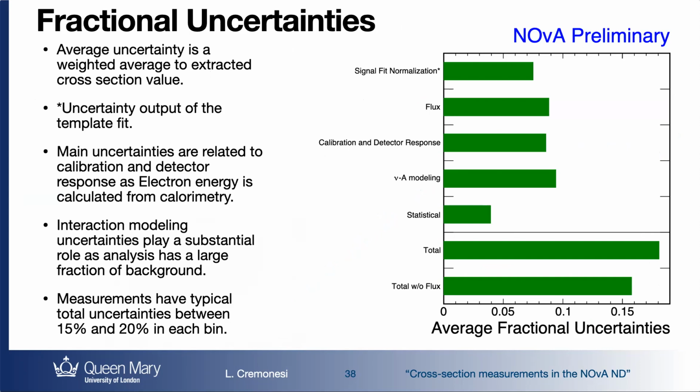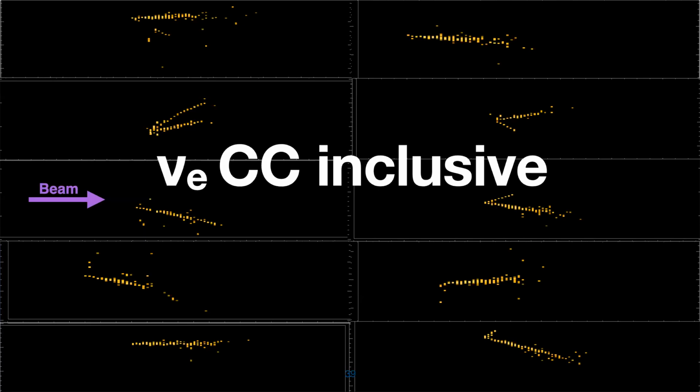Overall, this measurement has typical uncertainties of about 17%. The flux is one of the main uncertainties, but there are other uncertainties that play a role here. In this case, calibration and detector response are some of the main uncertainties, because the electron energy is calculated from calorimetry, and also the interaction modeling part contributes quite a bit to the uncertainty because of the large background.